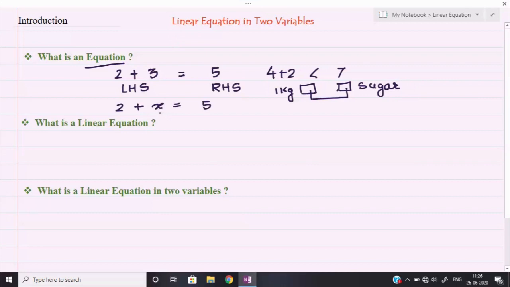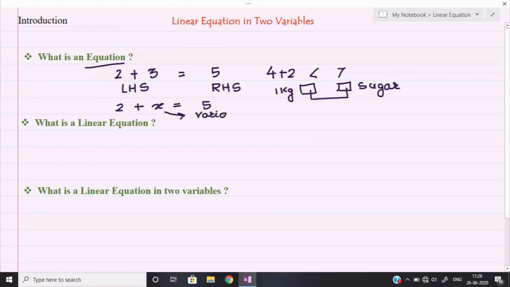So x is my unknown term whose value I need to find out. Now by shuffling the terms, 2 I can send to that side, from 5 it will subtract, and I can find out the value of x. But still this is also an equation, which can contain any unknown term. So remember, in the equation, whichever unknown terms we are using, those unknown terms are called variables. So this is my variable.